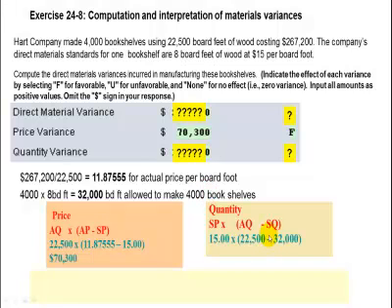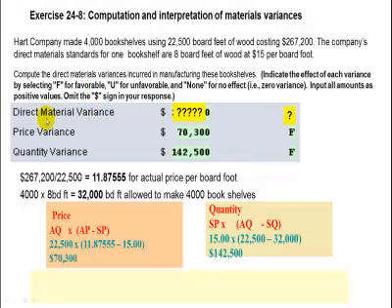Hopefully you can see that if we were allowed to use 32,000 board feet and we only used 22,500, then our quantity variance is going to be favorable. And now we just need to turn that into dollars. So the difference between the 32,000 and the 22,500, that difference multiplied times $15 will give us $142,500 favorable quantity variance. So that'll be plugged in right up here, and like I said, that's going to be favorable.